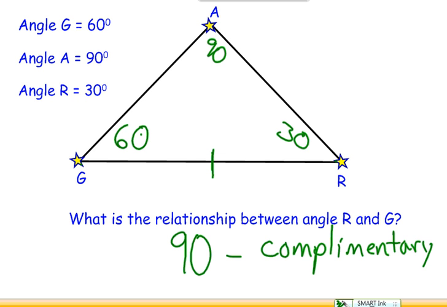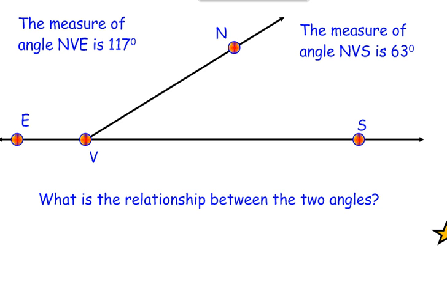So we have this idea. Two angles side by side added together equals 90 degrees. We have the word complementary.